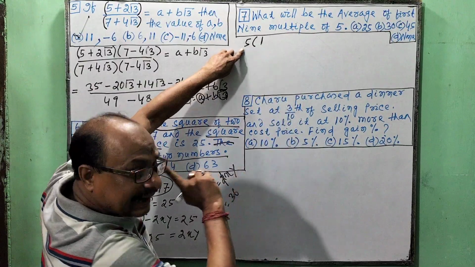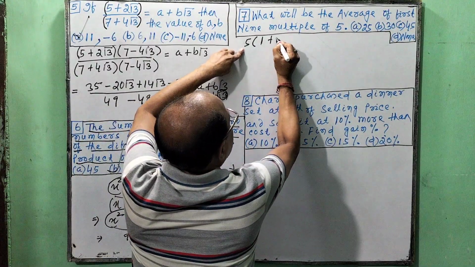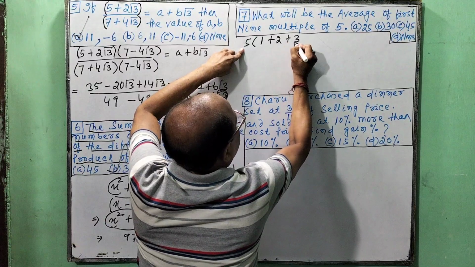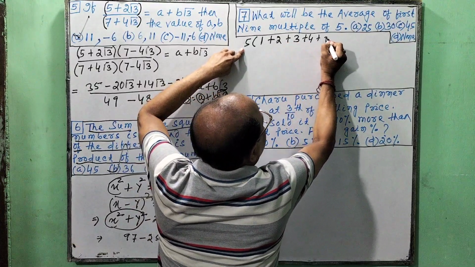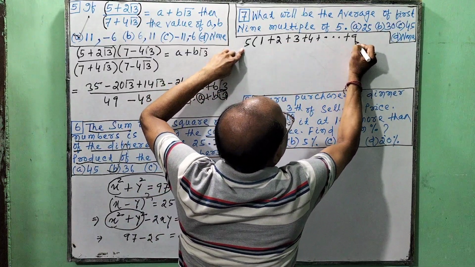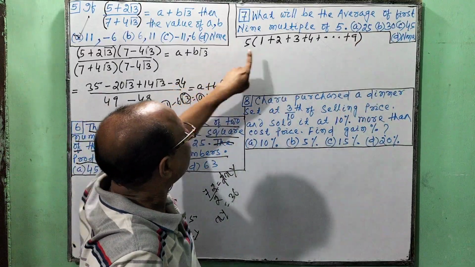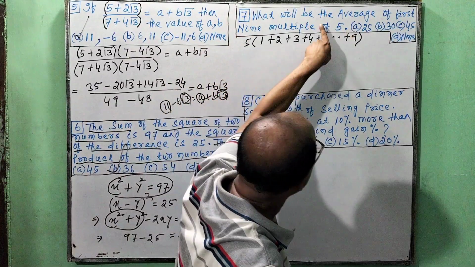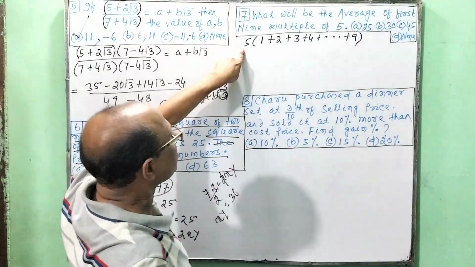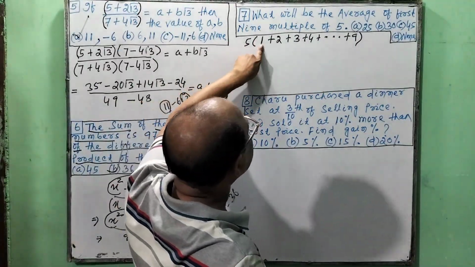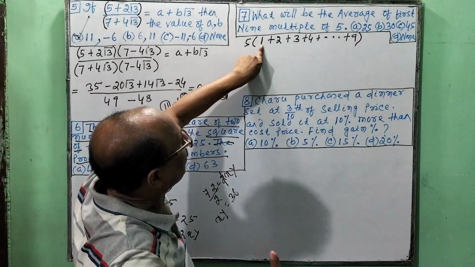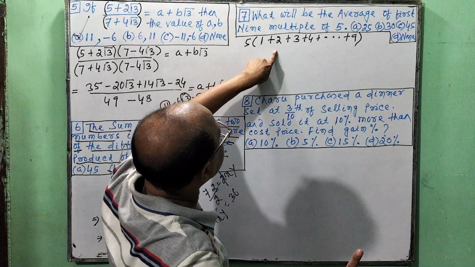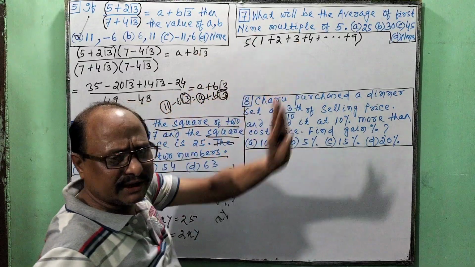5 here, 9 multiples: 1, 2, 3, 4, like this up to 9. So these are 5 ones are 5, the first multiple of 5, 5 twos are 10, 5 threes are 15, like this.